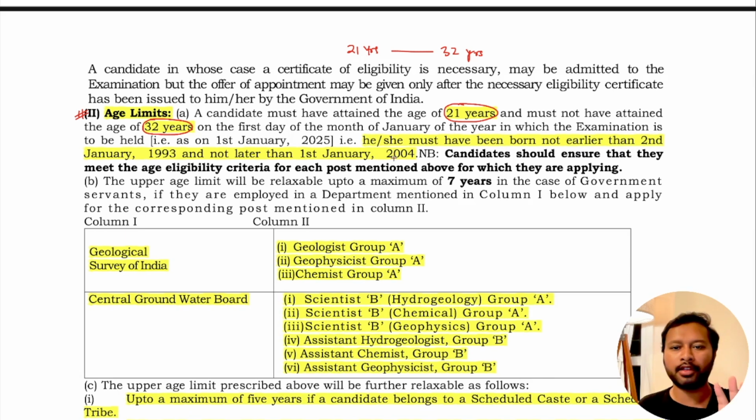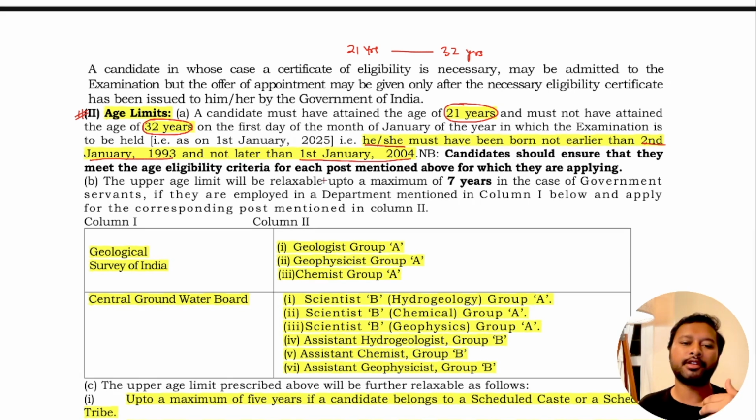They have also made this very clear with dates. It says that the candidate must have been born not earlier than 2nd January 1993. If your date of birth is before 2nd January 1993, you cannot apply, and not later than 1st January 2004.